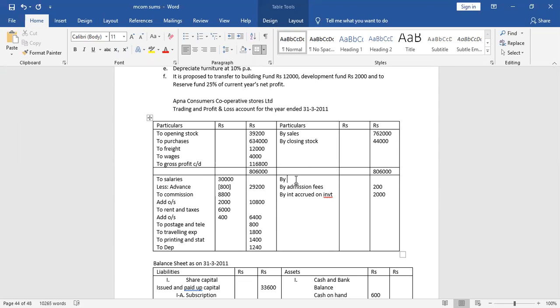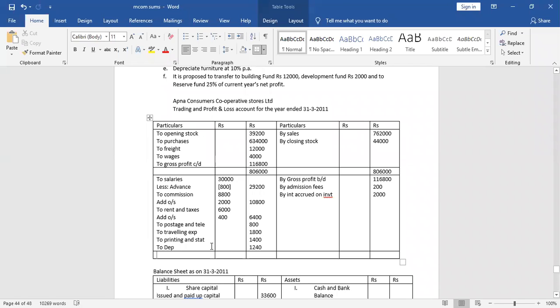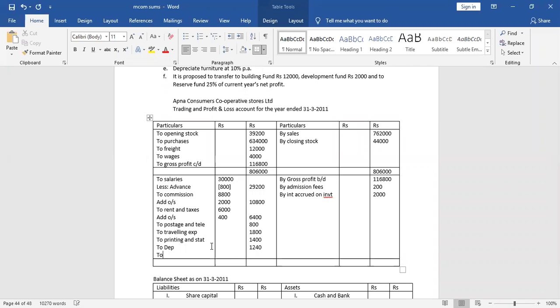Now this gross profit will come here. Gross profit brought down, same amount 1,16,800. Now let us find whether it's a net profit or a net loss. How much is this total coming? 1,16,800 plus 200 is 1,17,000. 1,17,000 plus 2,000 is 1,19,000. So check the debit side also. Is it less than 1,19,000? Then we get the profit.